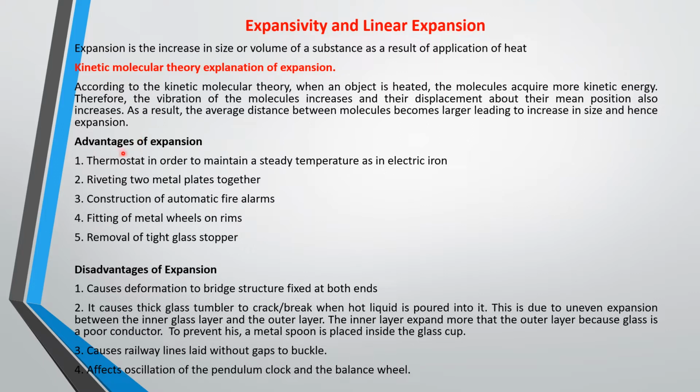So what are some of the advantages of expansion? Expansion is used in the thermostat to maintain steady temperature. Like in your electric iron, if you are used to ironing, when you put on the iron, after a time the iron will switch off. It will come up again when it gets cold, just like that. So it is used to maintain a steady temperature.